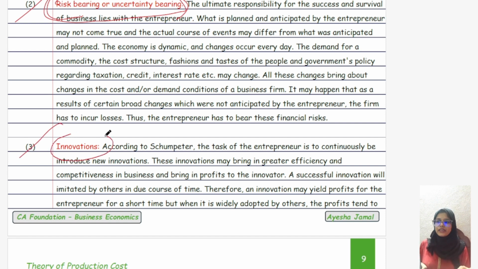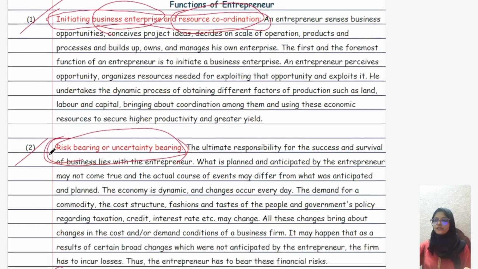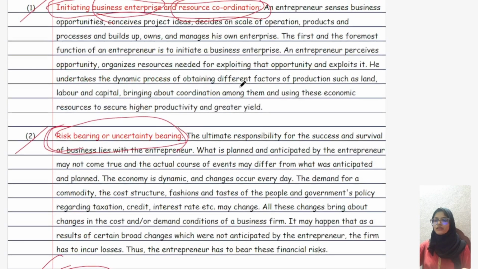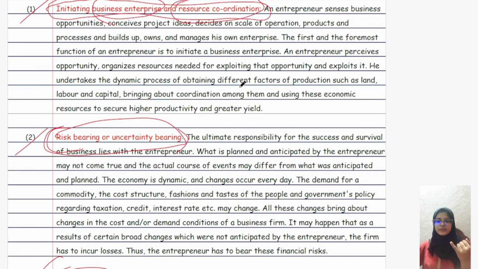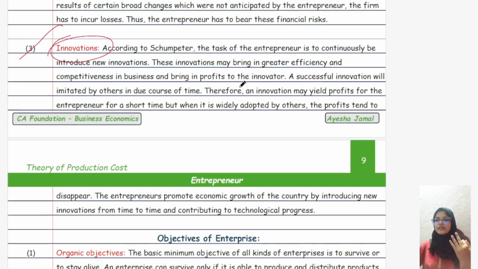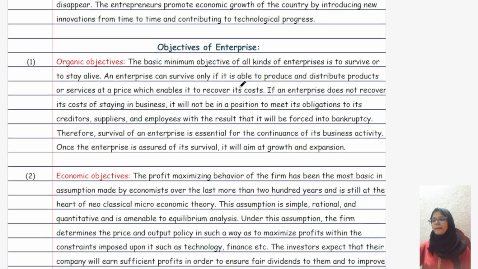And next is innovations. Innovation is nothing but always bringing new ideas, because it shouldn't be like all our competitors can copy us very easily. No, bring new innovations. When you're starting a business, bring new innovations, new ideas, into the market. So these are the three functions of the entrepreneur. First, initiating business enterprises and resource coordination. Next, risk bearing or uncertainty bearing. Then last is innovation.